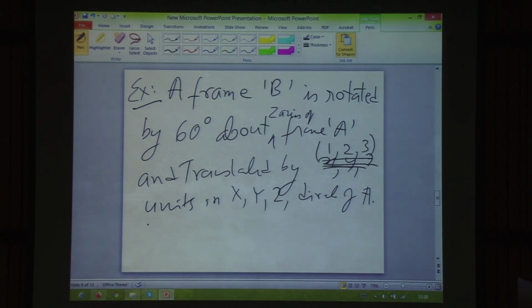Now, if the coordinates of a point P in frame B are given by 1, 1, 1, what is AP? I hope the question is clear. We have 2 frames, A and B. Frame B is rotated by 60 degrees about the z axis of frame A. Then it is translated by 1, 2, 3 units in the x, y, z directions of A. Now, if the coordinate of a point P in frame B is given by 1, 1, 1, what is the coordinate in frame A?